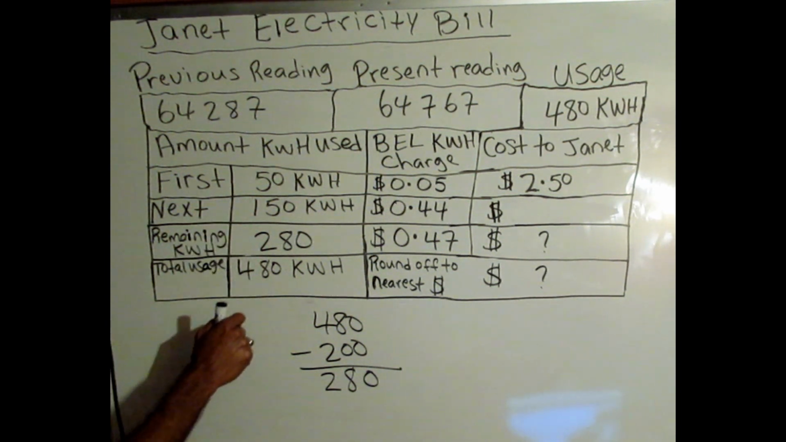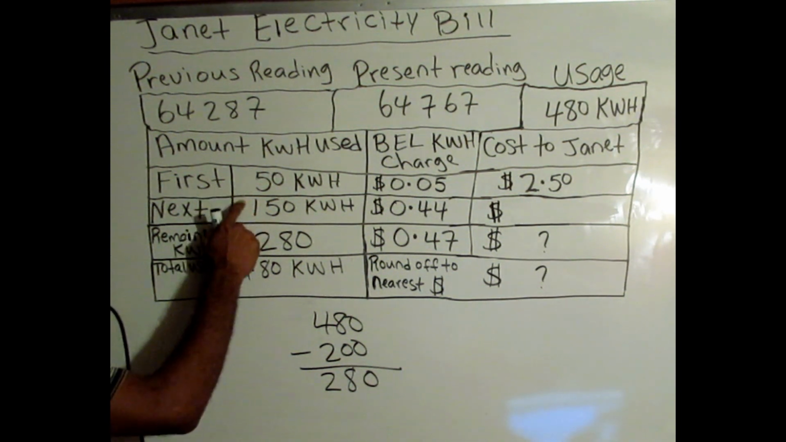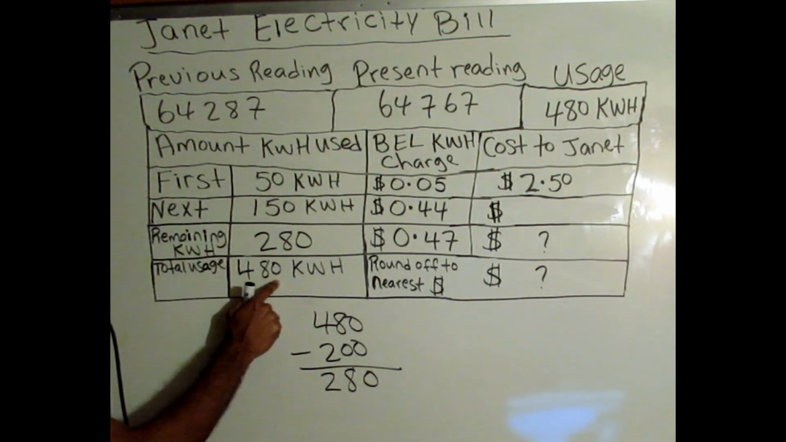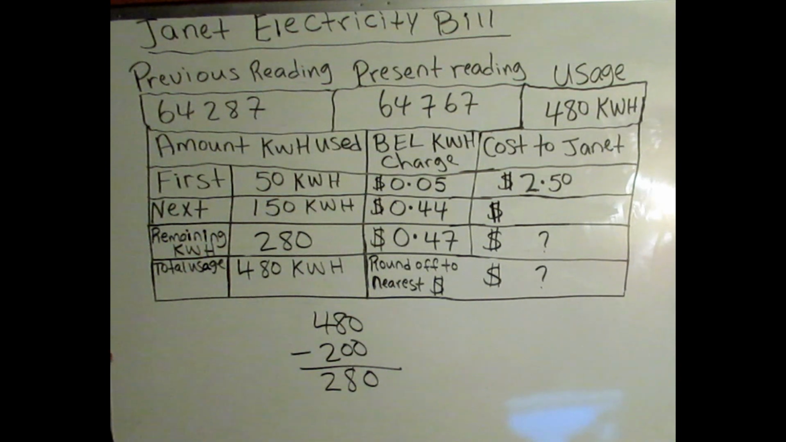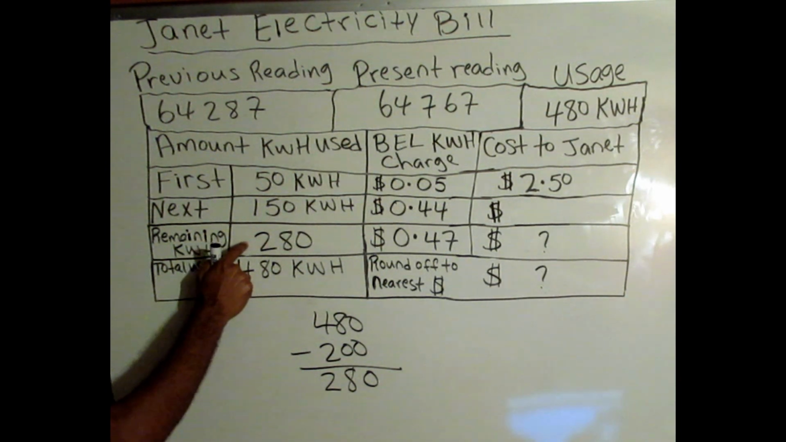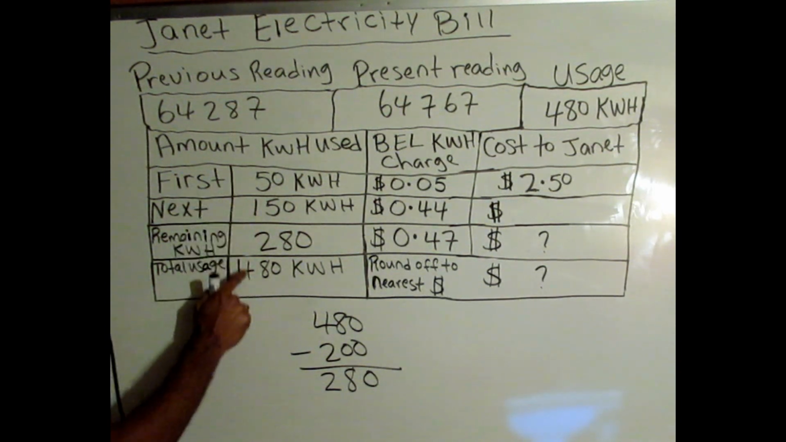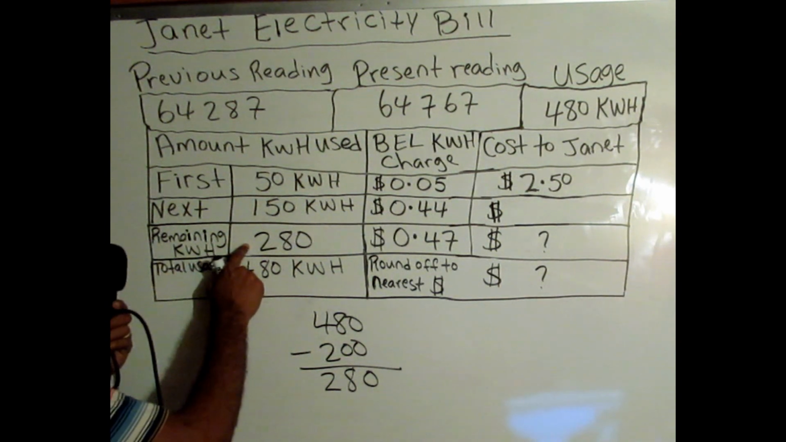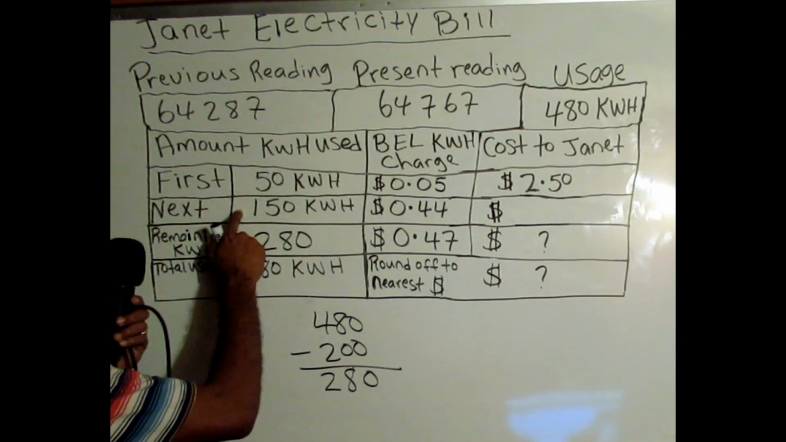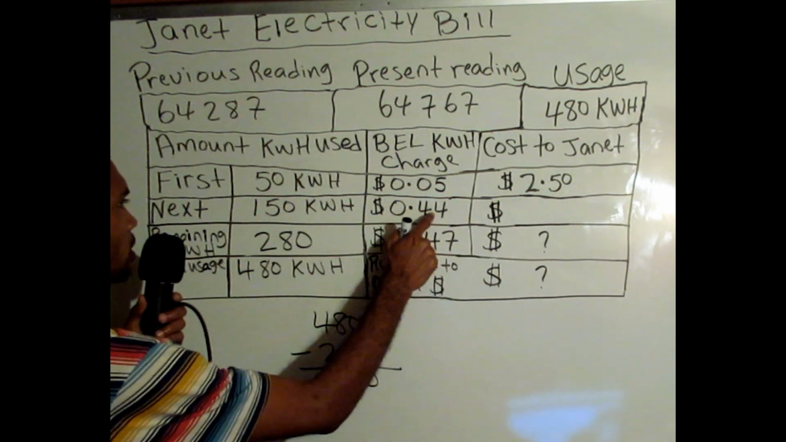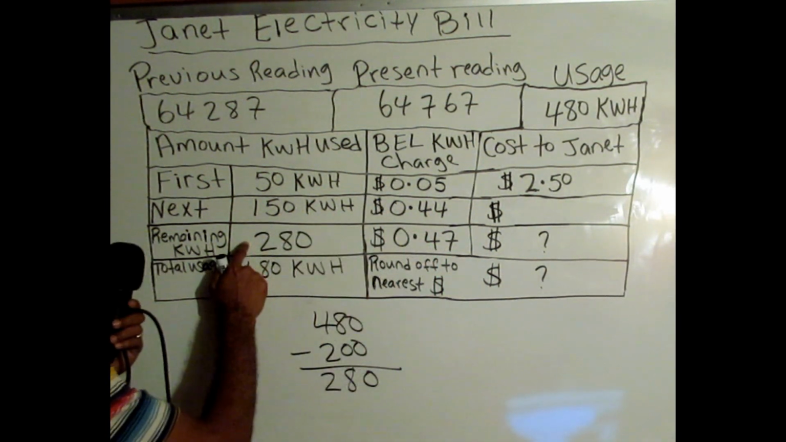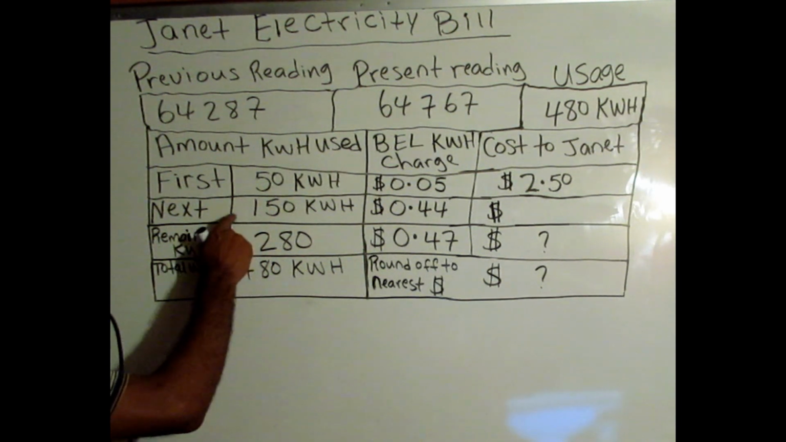And how do we know that we are right? When we add this 50 plus this 150 plus this 280, we get back our 480. That's how we know that we are on the right track and we did the correct thing. After finding the remaining, which is 280, now we can solve this, because this multiplies with this, and this multiplies with this. All right, so let's continue to fill out the chart.